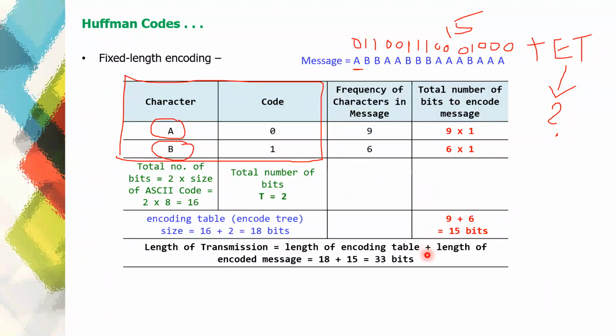But instead, you are transmitting only 33 bits. That is very less transmission size. So that will be the advantage of having your own encoding scheme, but both the sender and the receiver should have the same encoding table. Then only you can encode or you can decode. So this is fixed length encoding scheme.